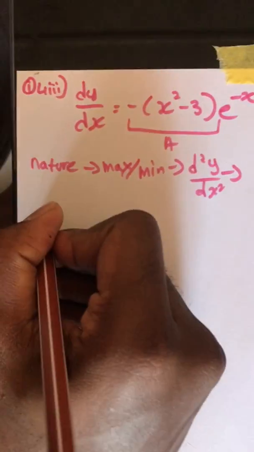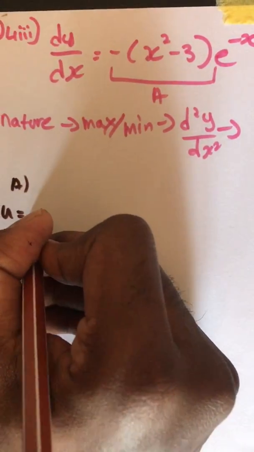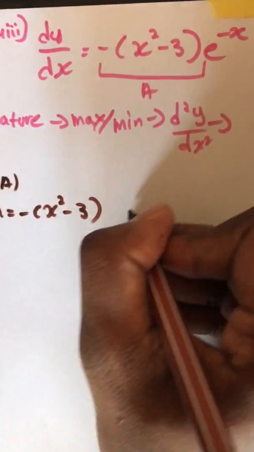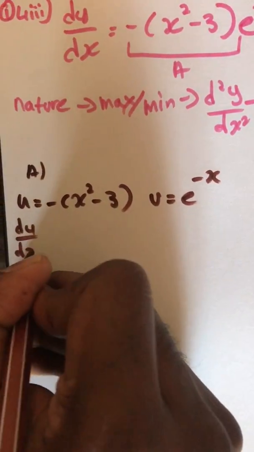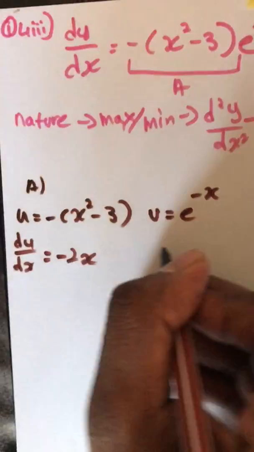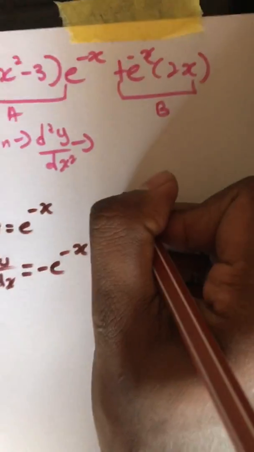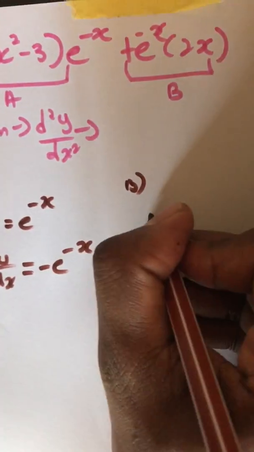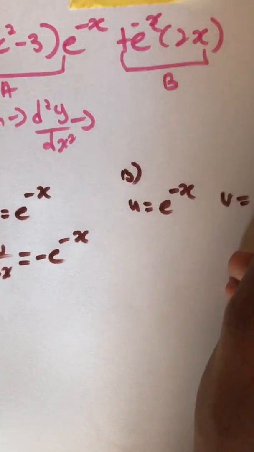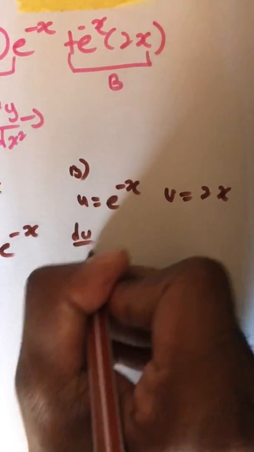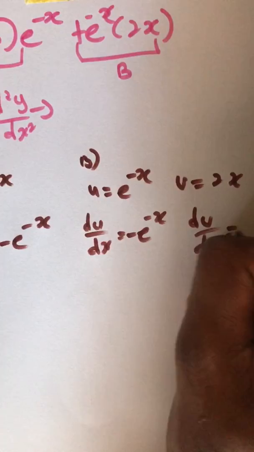For part A, I'm going to label u equals negative x squared minus 3, v equals e negative x. So du over dx equals negative 2x, dv over dx equals negative e negative x. Now for part B, u equals e negative x, v equals 2x. So du over dx equals negative e negative x, dv over dx equals 2.